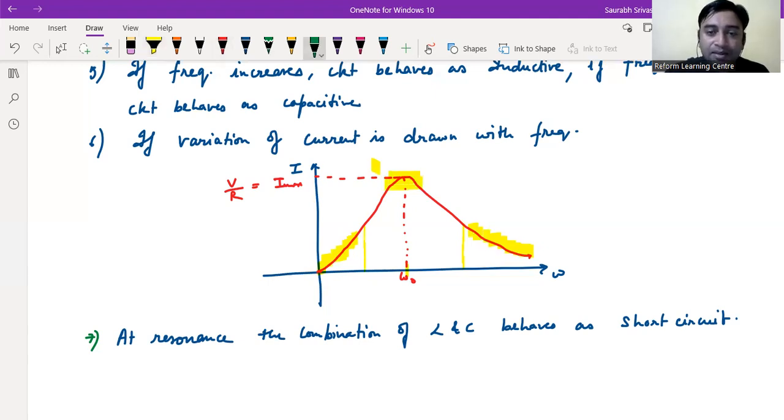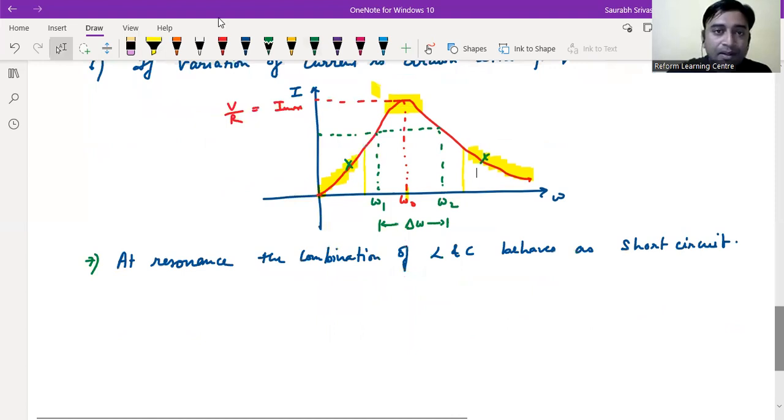इसको mention करें, say we decided this level. Omega 1 lower cutoff frequency, omega 2 upper cutoff frequency. ठीक, तो एक frequency band of delta omega we have high conduction, and other than this frequency band we have low conduction. बोल सकते हैं?